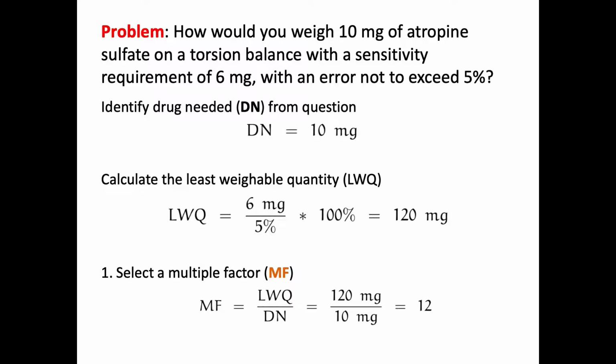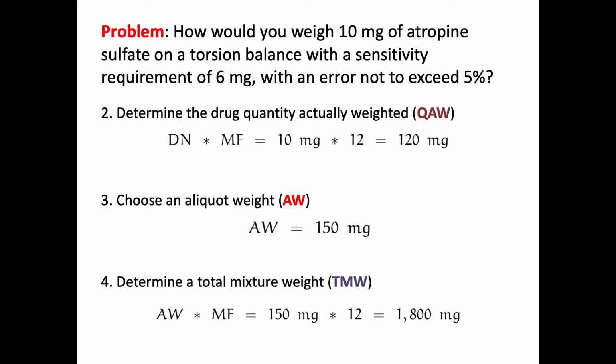If it was 11.1, we'd round up to 12. If it was 12.3, we'd round up to 13. So remember, you always round to the nearest whole number. In this case, it's a whole number to begin with, and there's no reason to change it. So we will leave our multiplication factor as 12.